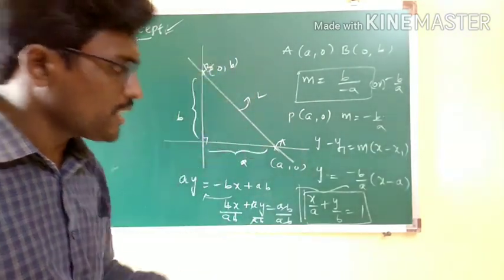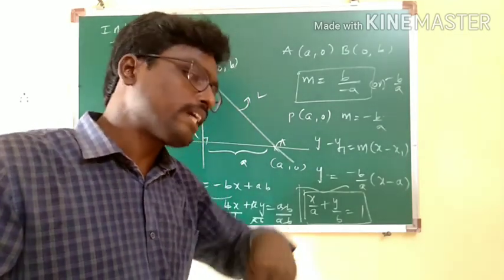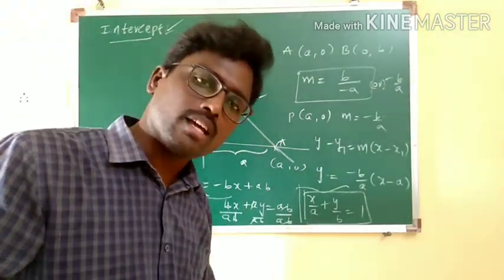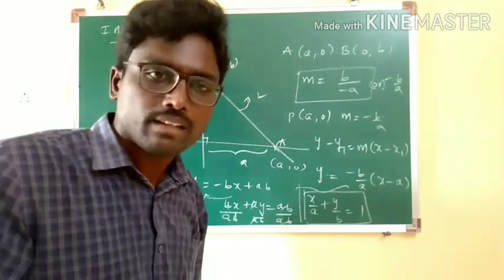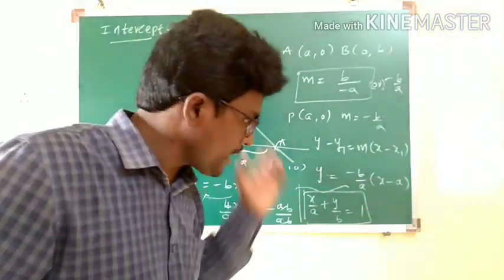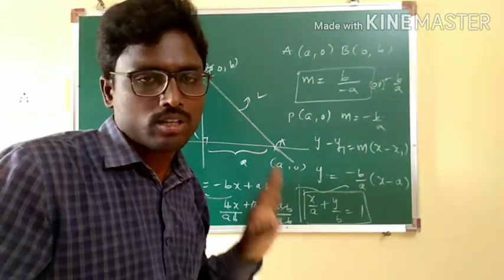What is intercept form of the straight line? That is x by a plus y by b is equal to 1. What is the x-intercept of this particular line? a. y-intercept b. What is slope of this line? Minus b by a. In these many manners you have to remember the results whatever we have been getting. Hope you got clarity here.